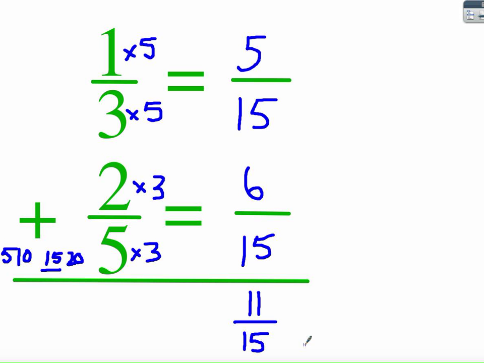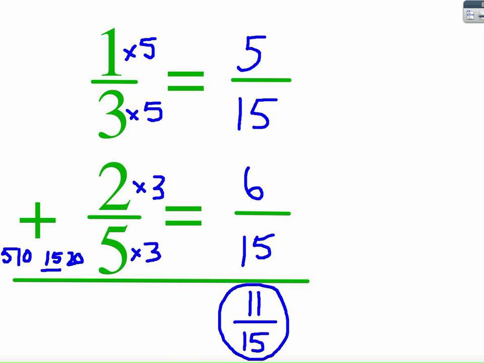Now the last thing that we do on every single problem is reduce it if we can. So if I look at 11/15, I ask myself, is there a number that can divide into 11 and 15 besides the number 1? Well, in this case, there isn't. There's no number that can divide into 11 or 15 equally besides 1. So that means our answer is simplified, or reduced.